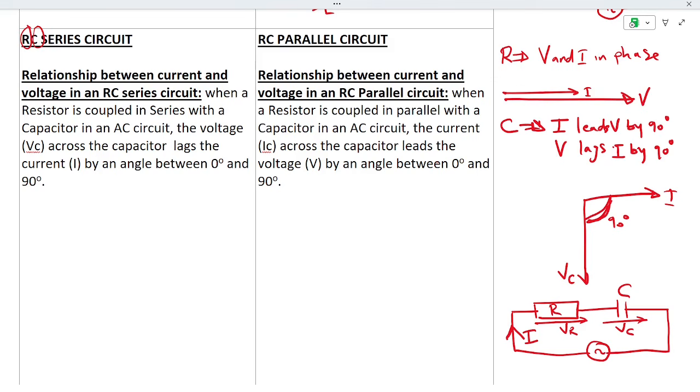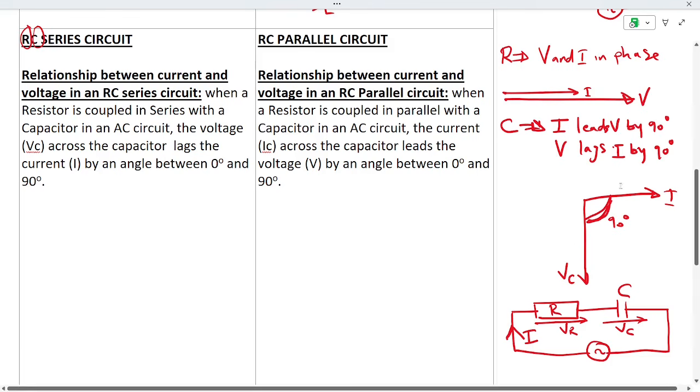So we know already. How does the voltage in the resistor behave versus the current? The voltage in the resistor is in phase with the current. How does the voltage behave in a capacitor versus the current? In a capacitor, we know that the voltage lags the current by 90 degrees. The current is actually leading the voltage. The voltage lags by 90 degrees. That's what we know. So let's go to the phasor diagram.